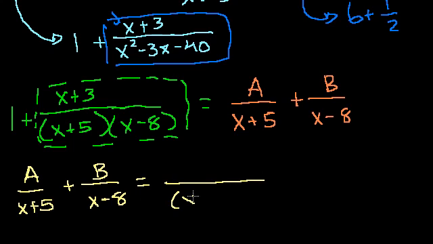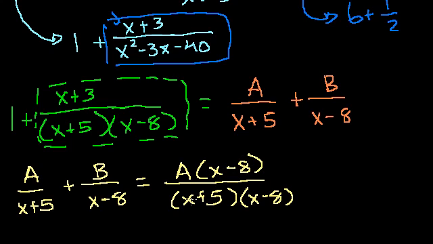It's equal to x plus 5 times x minus 8. And then the a term, a over x plus 5 is the same thing as a times x minus 8 over this whole thing, right? I mean, if I just wrote this right here, and you just canceled these two terms out, you would get a over x plus 5.